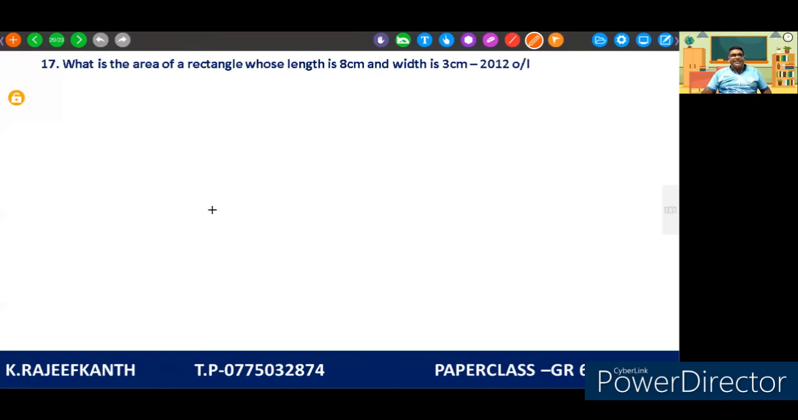Then question number 17. What is the area of a rectangle whose length is 8 centimeter and width is 3 centimeter? 2012 O-level paper. So you know how to find the area of a rectangle. I think you have learned it in grade 4 or 5. Here they have given the length and width. The length is 8 centimeter. The width is 3 centimeter. Then you can find the area of that rectangle.